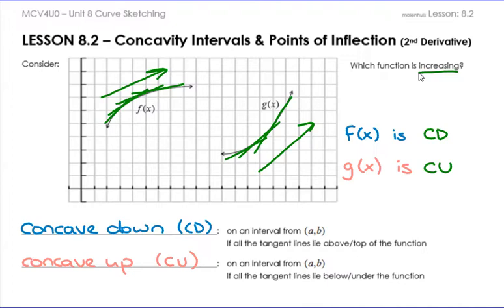an example of concave down, where you see the tangent lines are lying on top of the graph. That's a general definition for concave down, whereas concave up, as you see in g of x, is where all the tangent lines are lying right below the function itself. We're going to get into more specifics in a little bit.